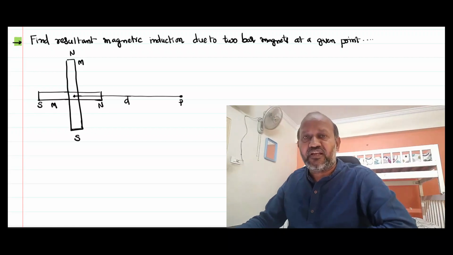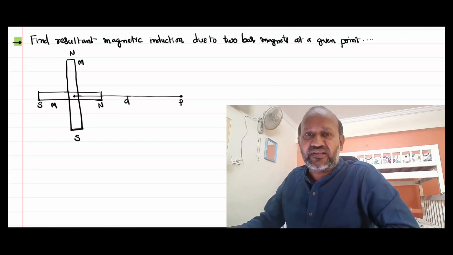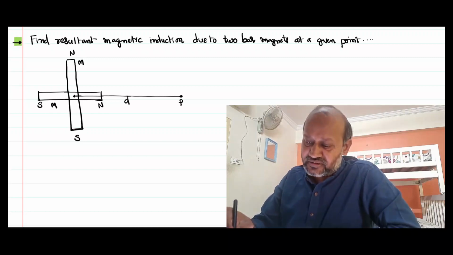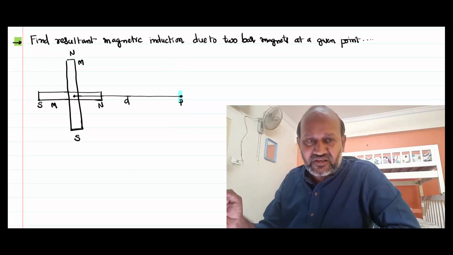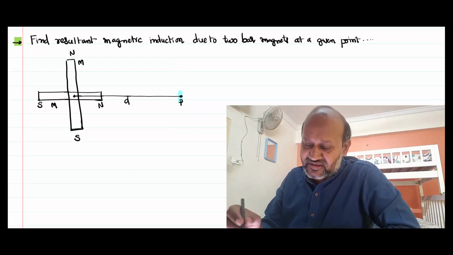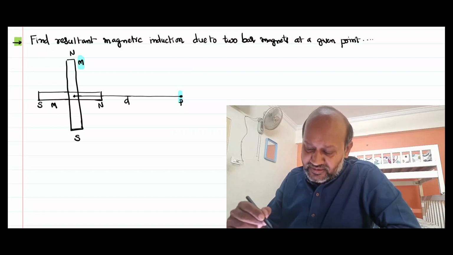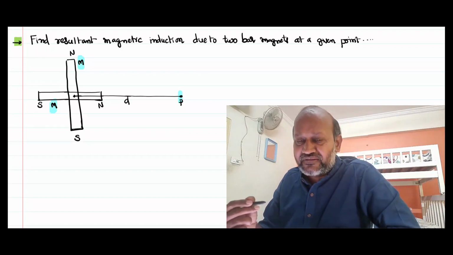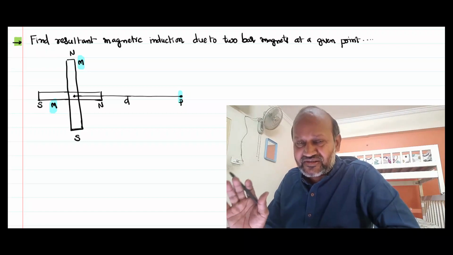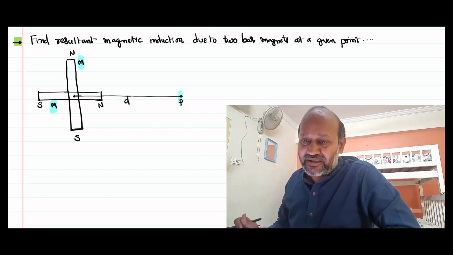Hello everyone. Here in this video, we want to find out the resultant magnetic induction at a given point. This is the point in our diagram, in our situation where there are two magnets involved. One is this magnet, another one is this magnet. Both of them have the same magnetic moments. I'm just assuming they are identical magnets.